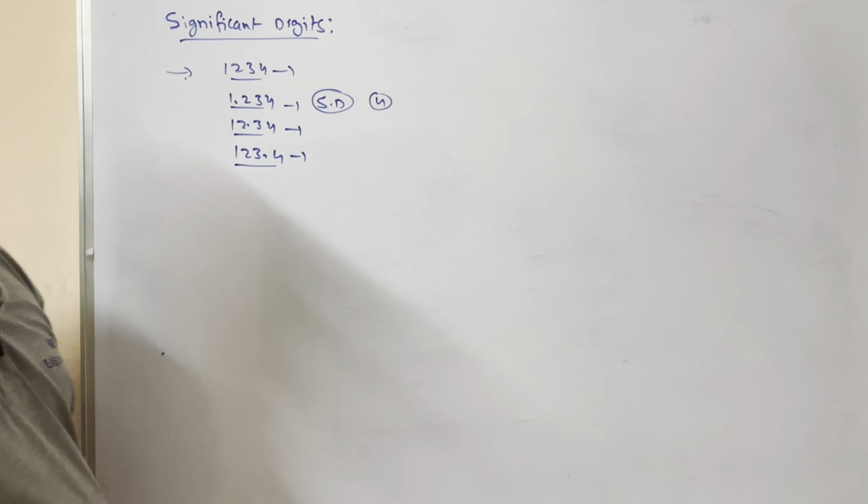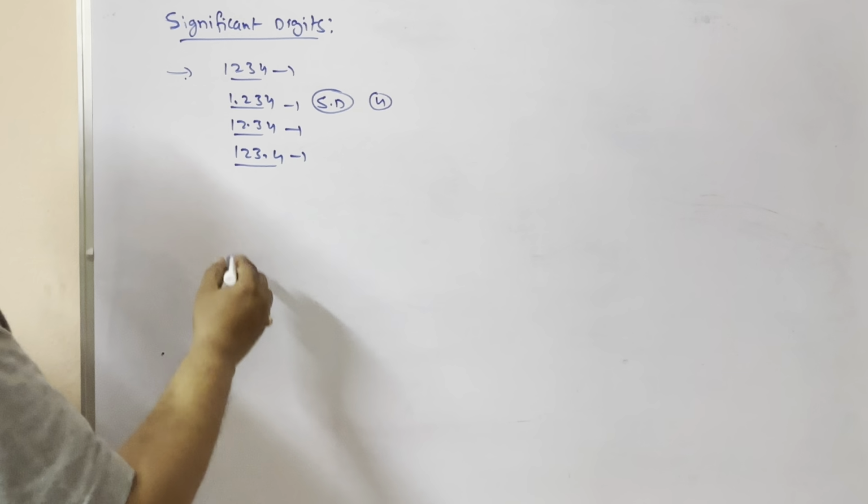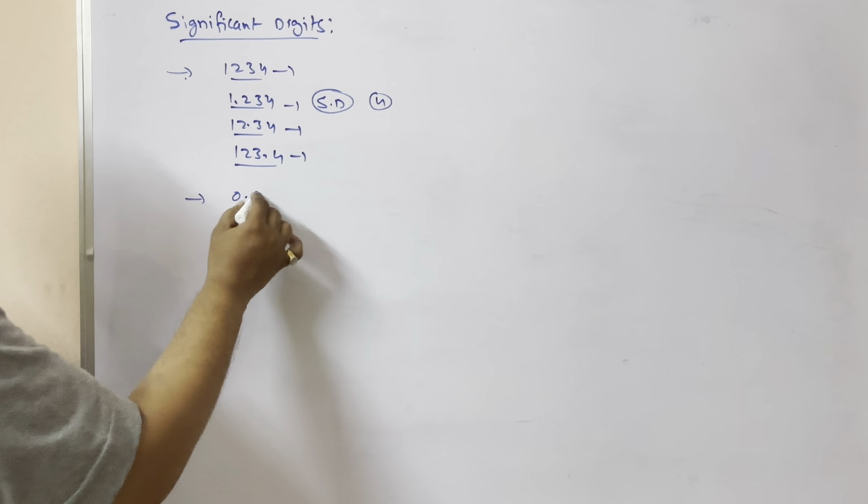Whenever a problem comes where only zeros are coming, or decimal places on numbers less than 1, like 0.020.